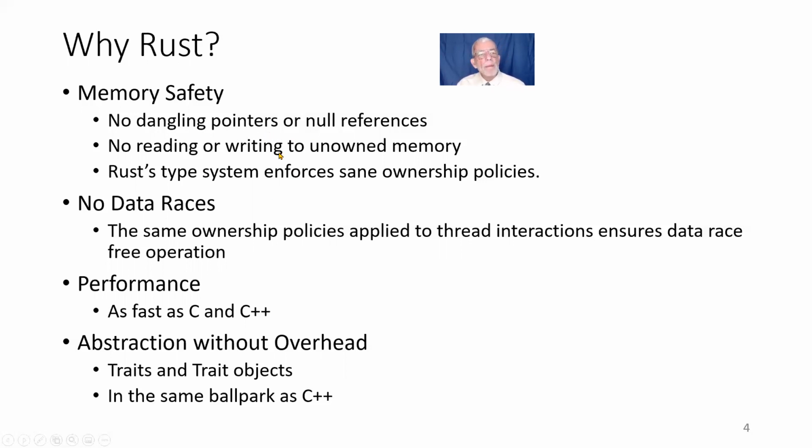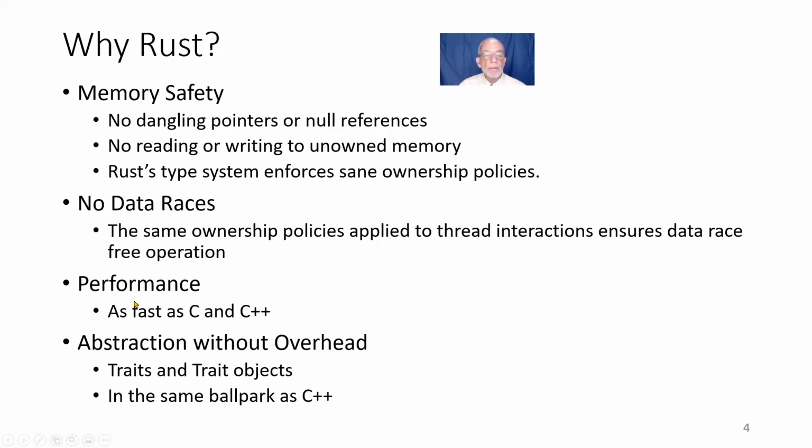So we get memory safety, and surprisingly, that same memory model helps us avoid data races. This is extraordinary. It's surprising that these memory model rules for single-threaded code also help us write data race-free code in a multi-threading environment. And so these are unique features of the Rust programming language.